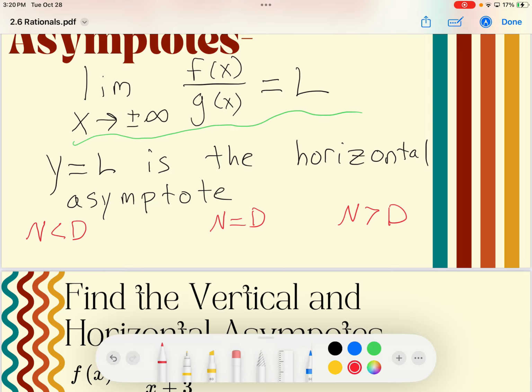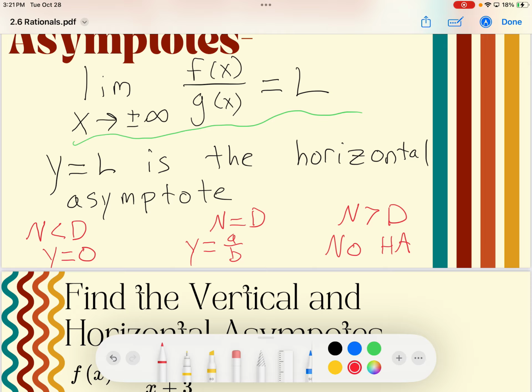If n is less than d, so my top is smaller than the bottom, your horizontal asymptote is just at y equals 0. If they are equal, so that's like when we had the 2 and the 1, we just look at the leading coefficients. So that's a divided by b. And if it's bigger, then there is no horizontal asymptote. Again, this is all in that little chart, so you can refer back to it later on. Are we all okay with that?